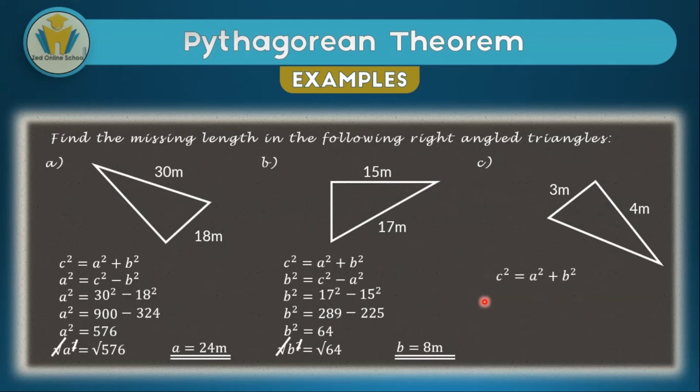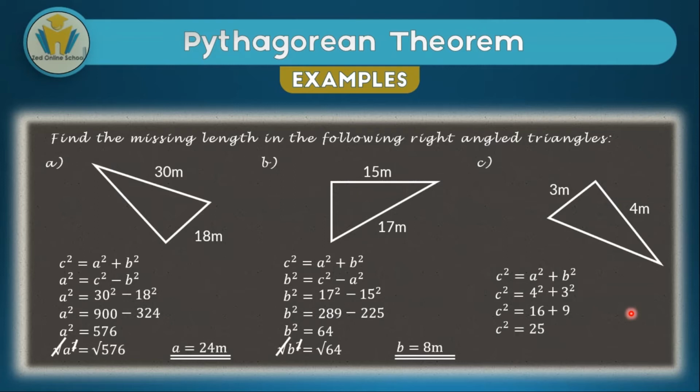In question C, we don't have the hypotenuse, so we are going to use the Pythagorean theorem as it is. We're not making anything the subject of the formula, as c squared, which is the hypotenuse, is already the subject of the formula. So we're just going to substitute the 4 and the 3. Again, here you can see these are very simple numbers, so we can find this mentally. c squared is equal to 16 plus 9. If you find the sum of 16 and 9, you agree with me, it's 25. So c squared is equal to 25.